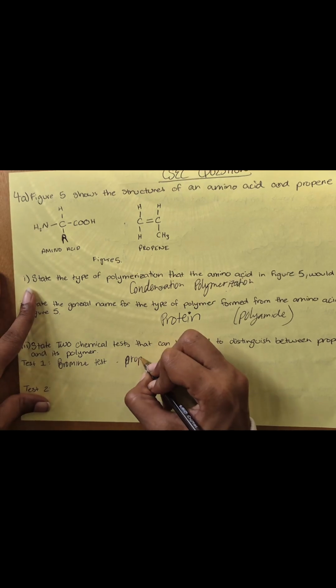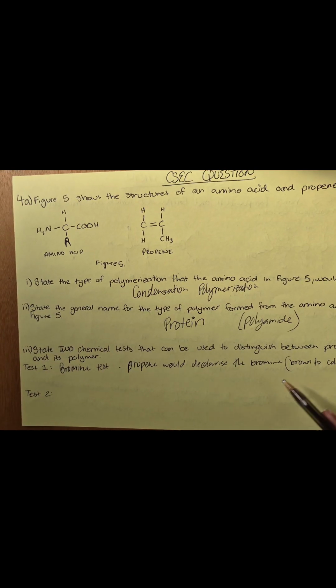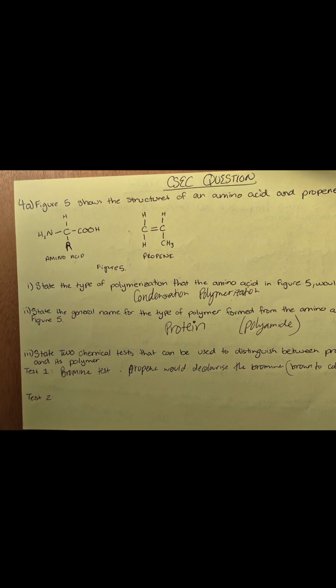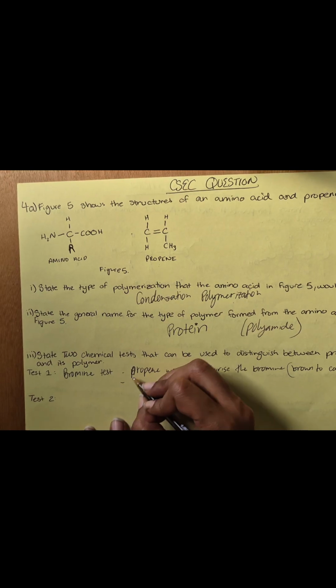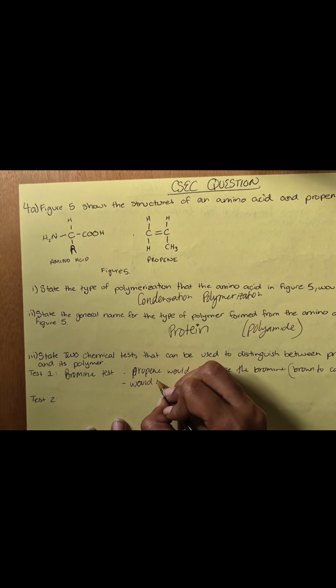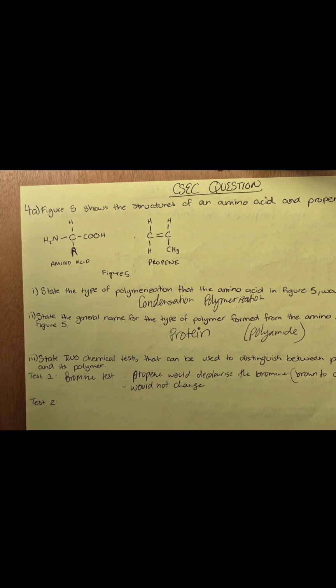Okay, bromine test. Propene, in this case, would decolorize the bromine from brown to colorless. That would be one test, whereas the polyalkene would have alkane linkages, so it would become saturated. It would have only single bonds, and it would not change the color. So we could add bromine to both of them, and the one that decolorizes it must be the alkene. The one that does not decolorize it would be the plastic polyalkene.